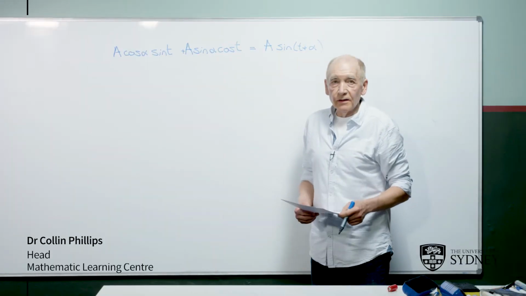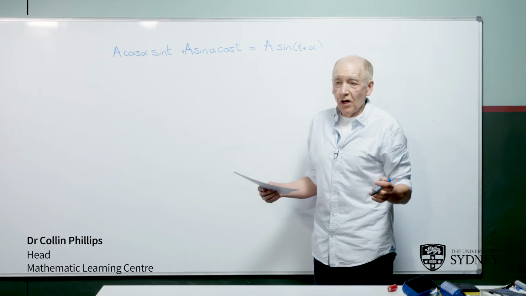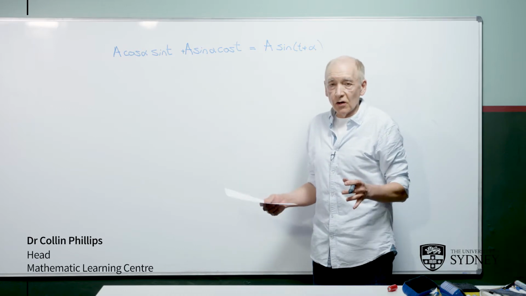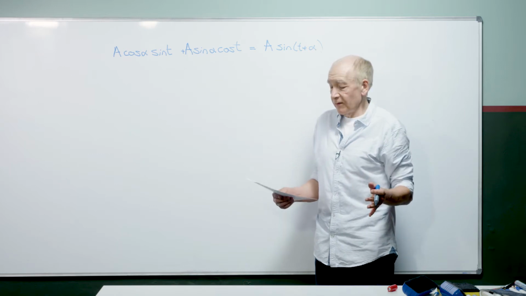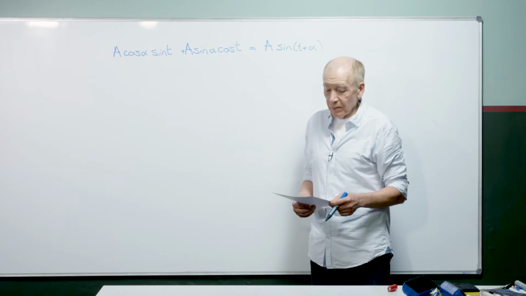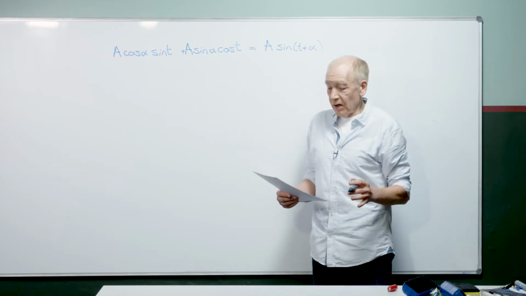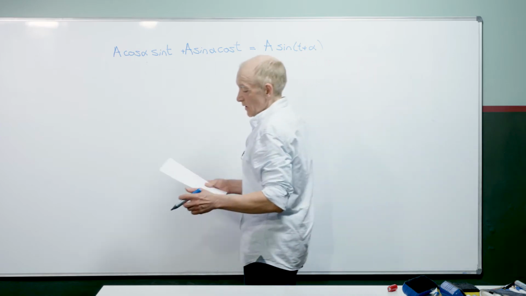Welcome back to the second video where we're going to do some examples of combining sine and cos functions into a single sine function. In this example, we're going to do a slightly more complicated example in that we need to be careful about finding the shift, but we'll see that as we go along.